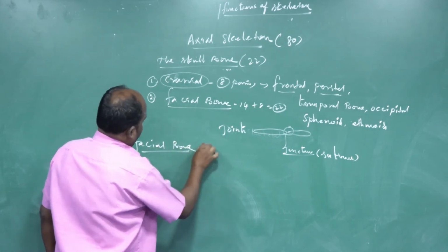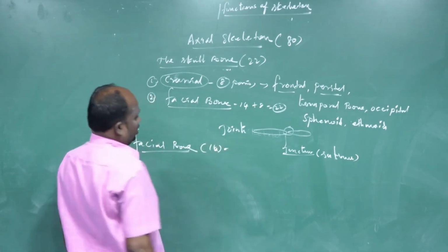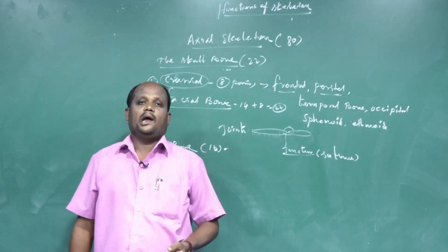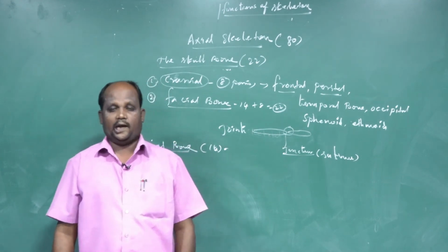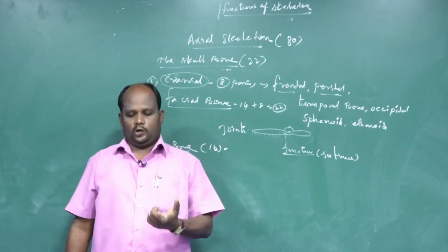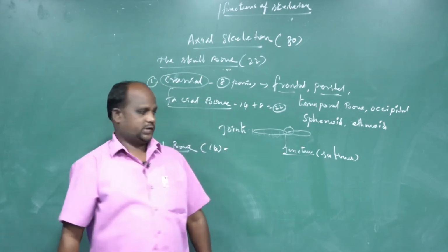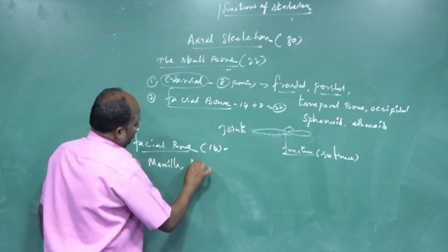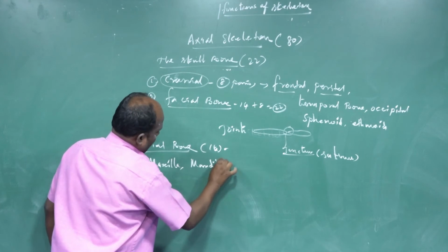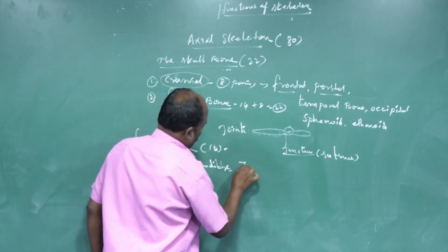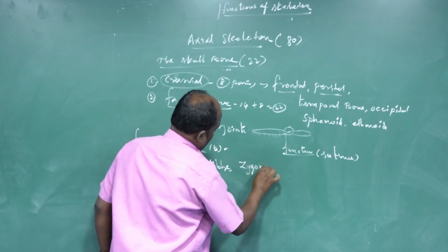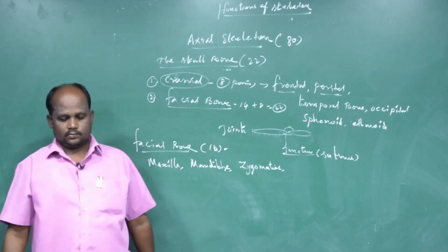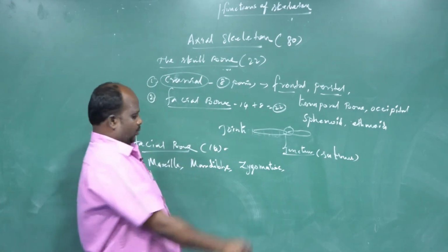Facial bones are 14 in number. The 14 bones are the maxilla and mandible, the palatine bones and the zygomatic bones. Maxilla, mandible, zygomatic bone and palatine bones.